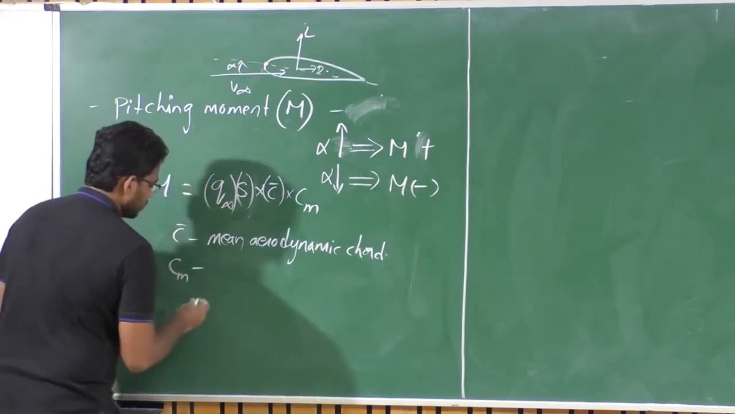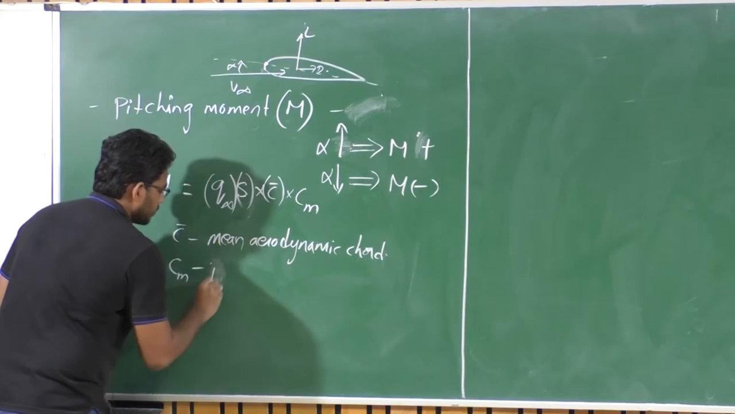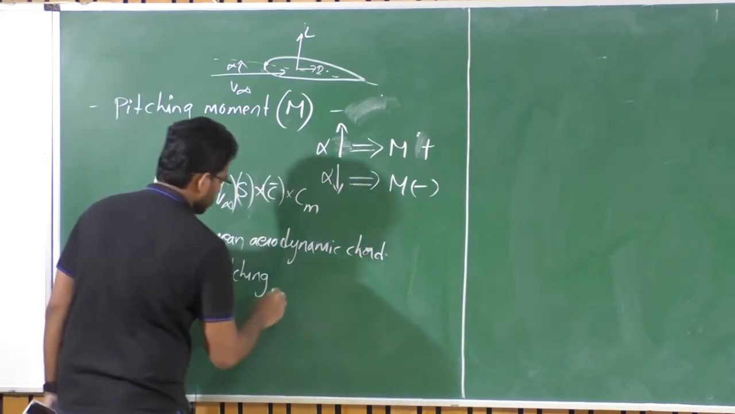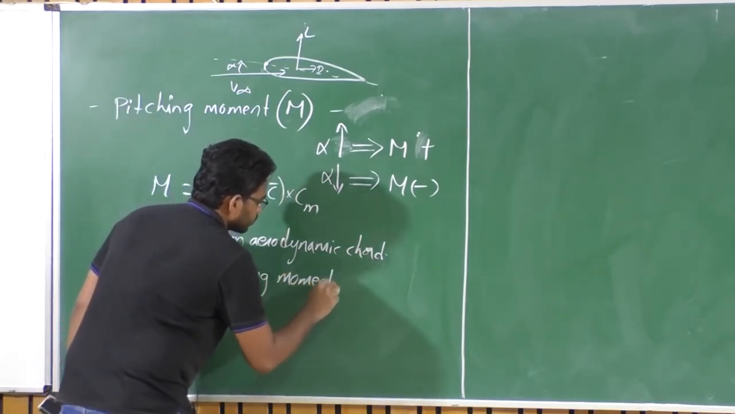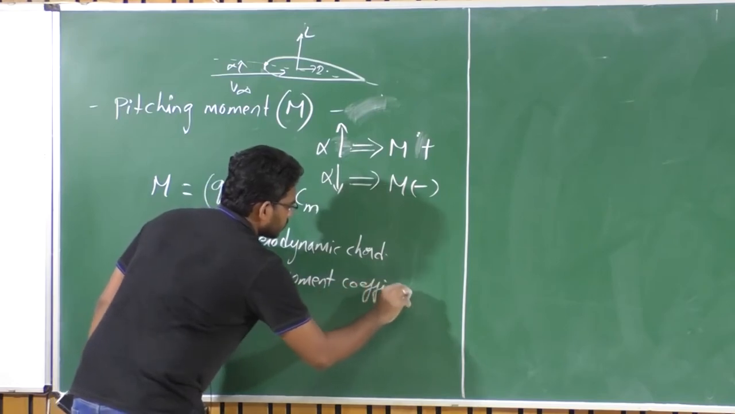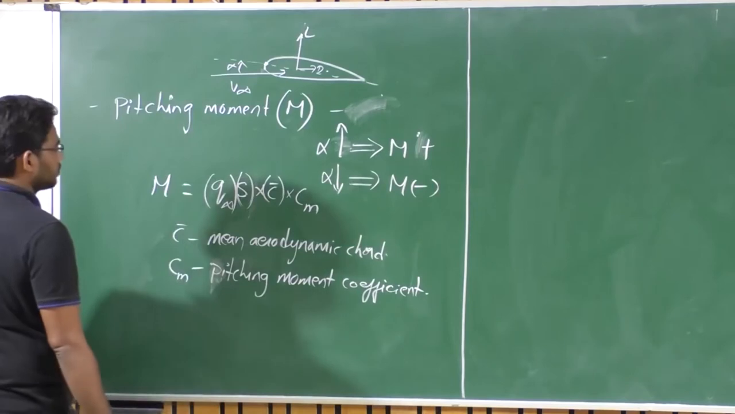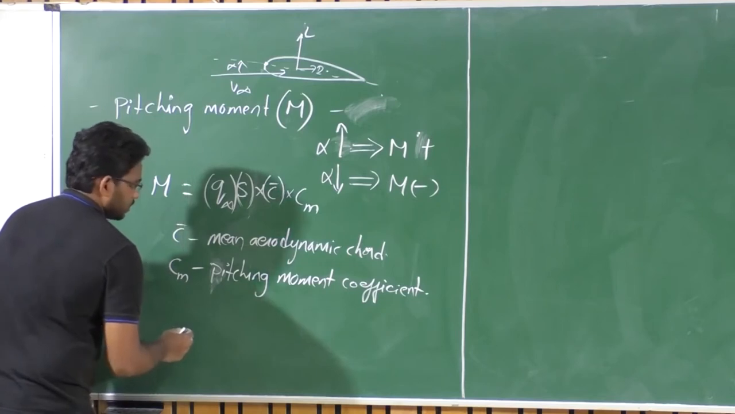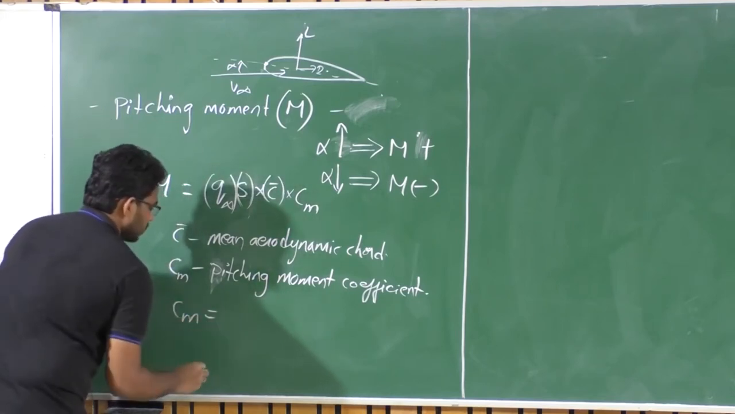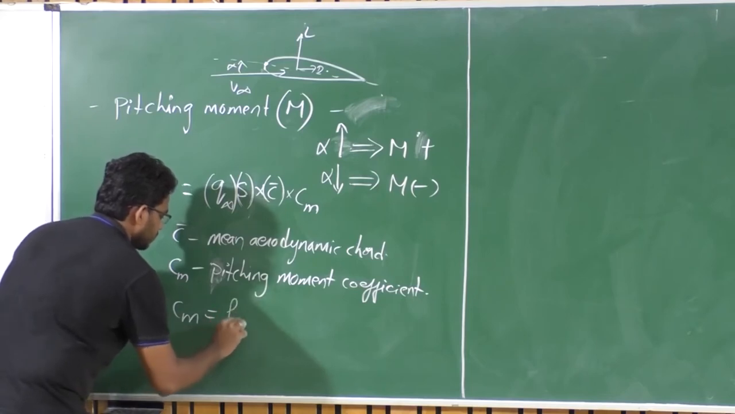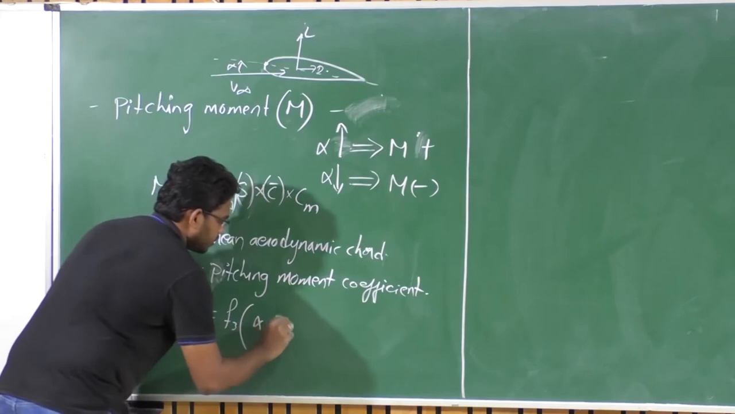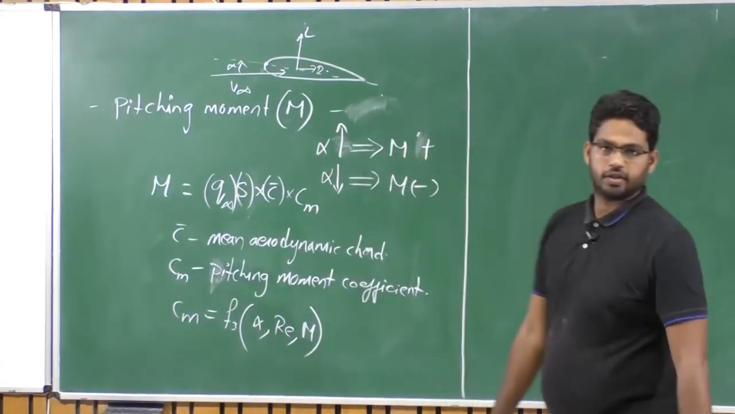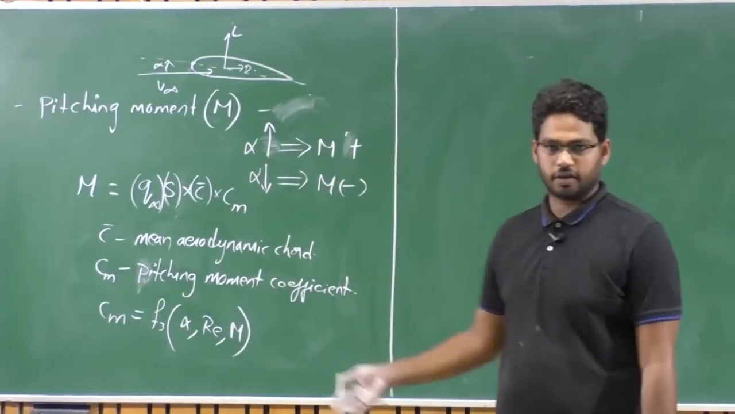And CM is the pitching moment coefficient, which is non-dimensional, similar to that of CD and CL. And CM, you can assume, is also a function of alpha, Reynolds number, and Mach number. Understanding the CM is also very important in order to characterize a particular aerofoil as well as aircraft.